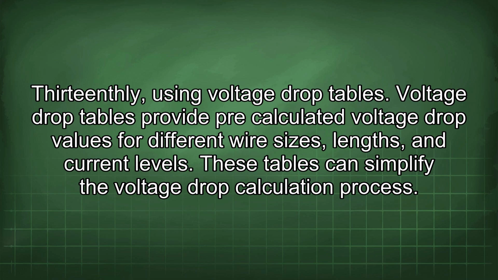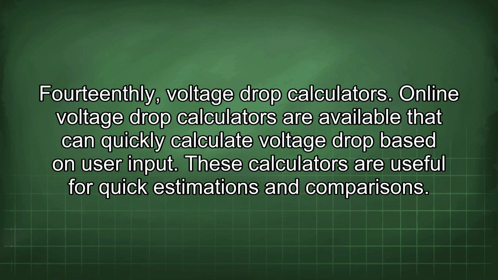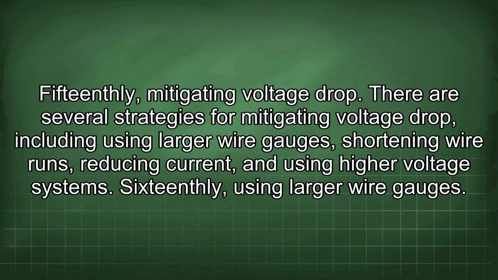13thly, using voltage drop tables. Voltage drop tables provide pre-calculated voltage drop values for different wire sizes, lengths, and current levels. These tables can simplify the voltage drop calculation process. 14thly, voltage drop calculators. Online voltage drop calculators are available that can quickly calculate voltage drop based on user input. These calculators are useful for quick estimations and comparisons. 15thly, mitigating voltage drop. There are several strategies for mitigating voltage drop, including using larger wire gauges, shortening wire runs, reducing current, and using higher voltage systems.